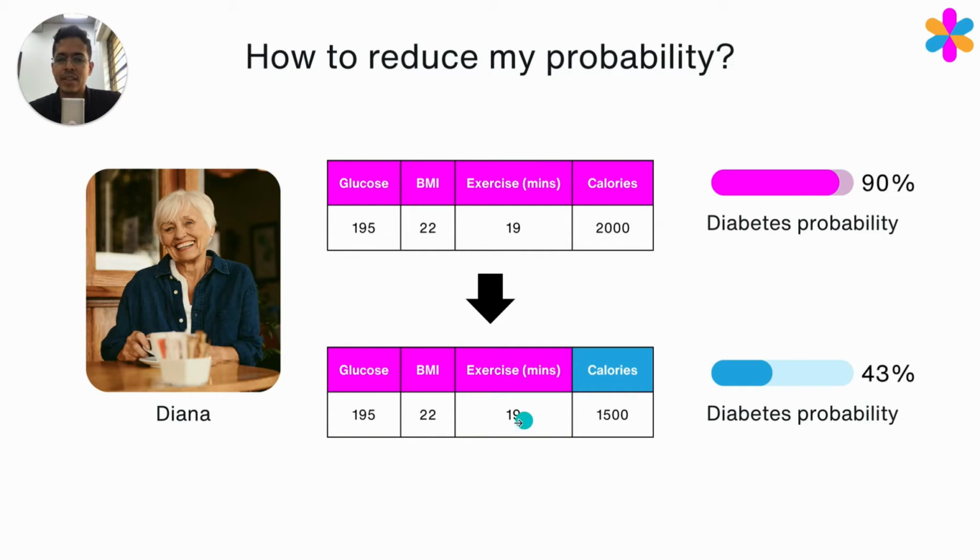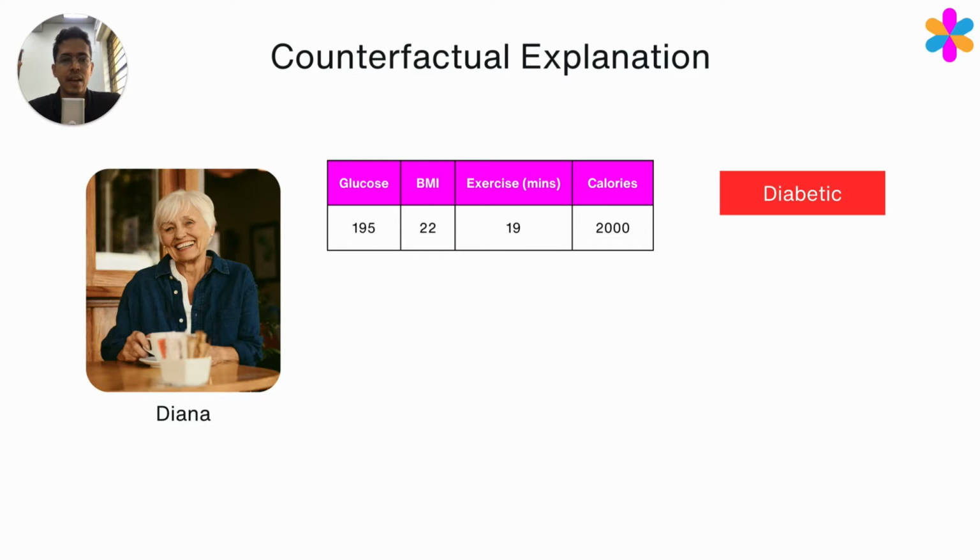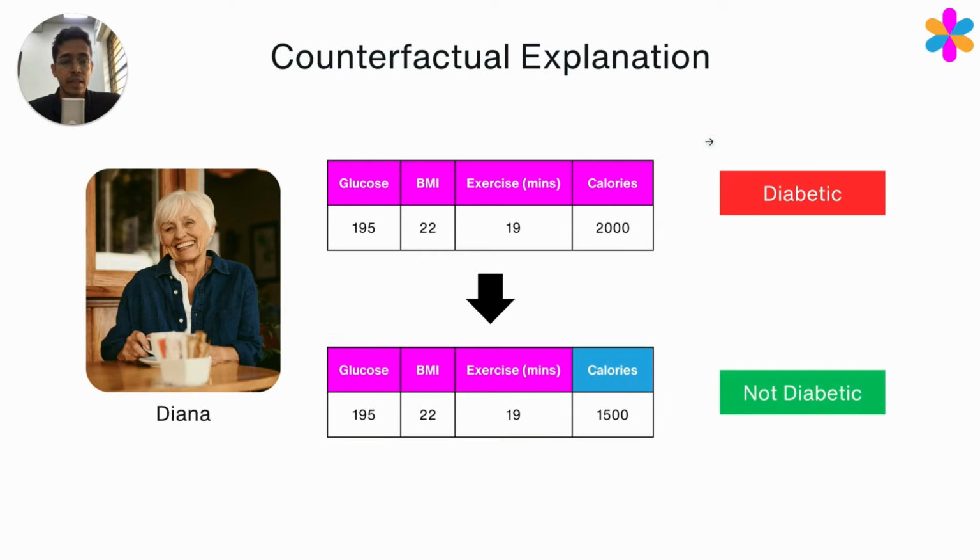Now, don't worry if this data set itself is not making sense. I don't know if a person with 195 glucose is actually diabetic or not, because I made up these numbers. But the idea here is, what is the smallest amount of change that Diana can make in her life so that she can go from being diabetic to being not diabetic? So this is an example of a counterfactual explanation in this case.